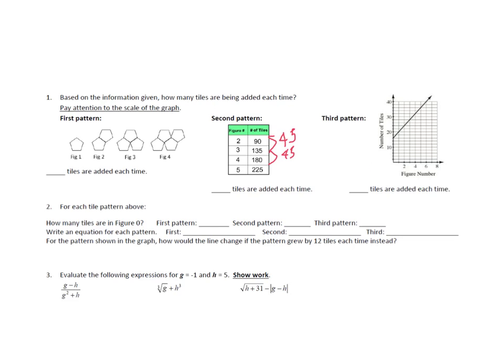For each tile pattern above, it says how many tiles are in figure 0. So you would just back down the number of tiles enough times to get to figure 0 in each. And I believe figure 0 is actually given to you on the graph for pattern 3. And then write an equation for each pattern. Since you have the number of tiles added, the slope, and how many tiles are in figure 0, which is the b, or the y-intercept, for each of these, you should be able to write an accurate equation.